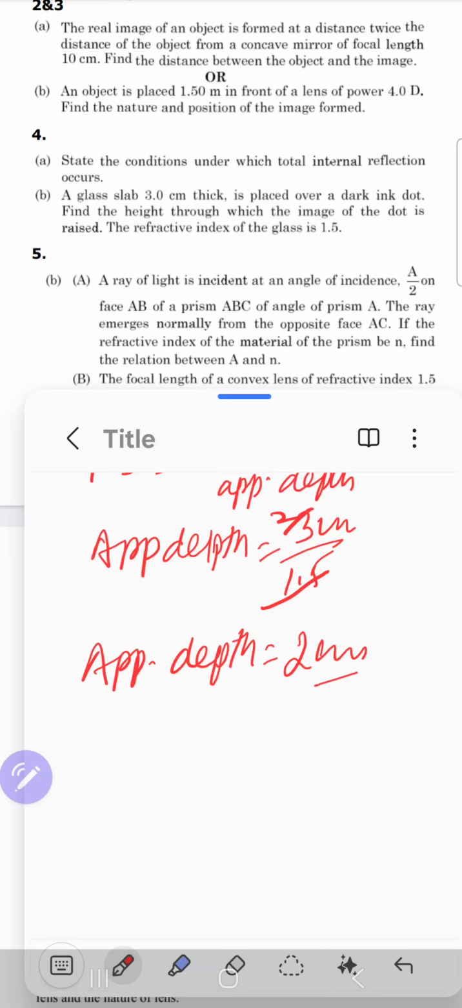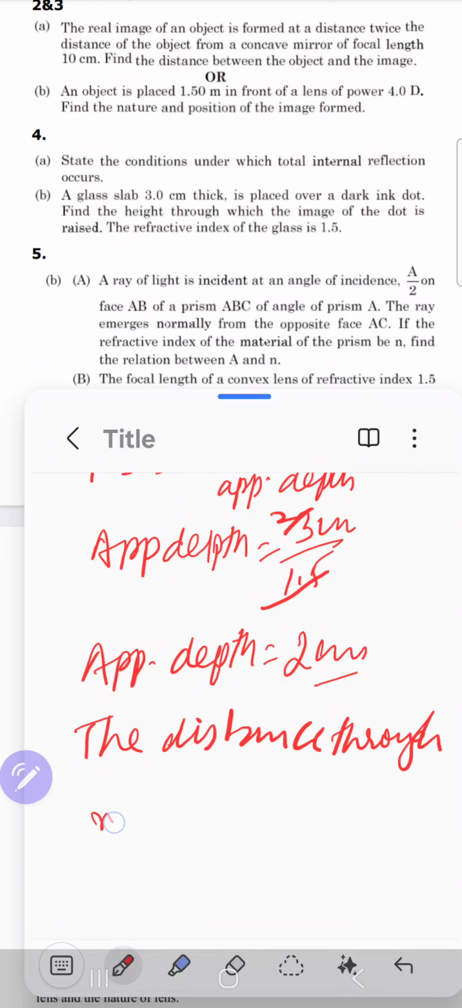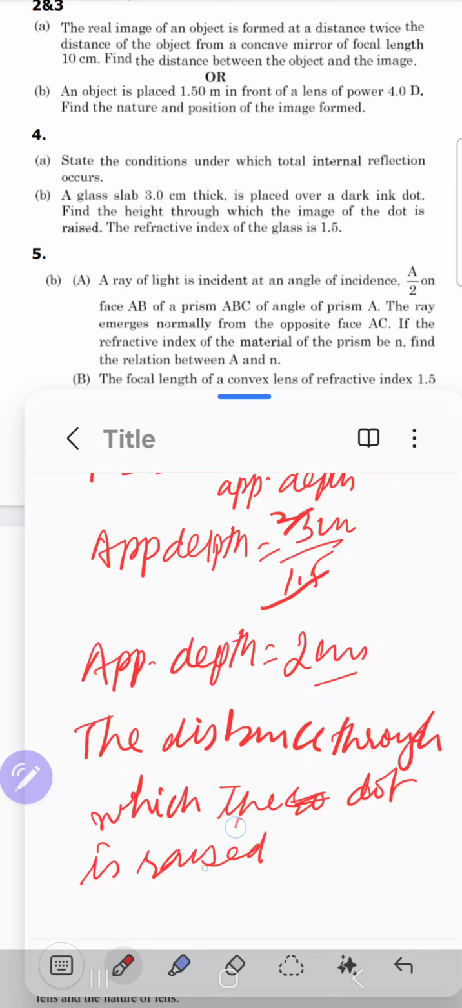So by how much distance has the dot been raised? The distance through which the dot is raised is 3 centimeter minus 2 centimeter, that is 1 centimeter.